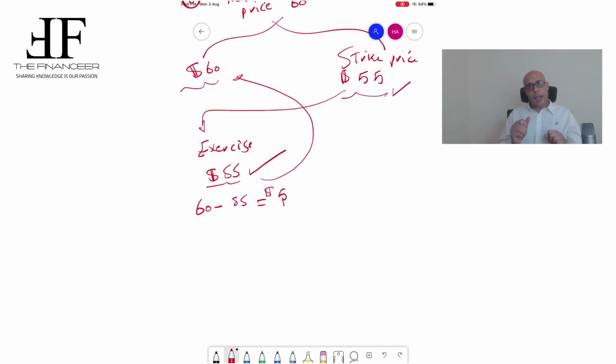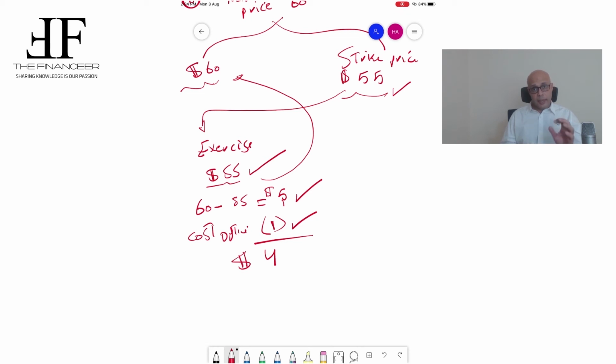But careful, because actually the buyer paid before $1,000 to acquire this contract. So if you divide the $1,000 by the 1,000 shares, the result will be $1 cost per share. So the cost that the buyer paid before is $1. This is the cost to acquire this option. So this is the cost he paid, and this is the gain he is going to realize. So the net gain in this case will be $4. This is the net gain for the buyer.